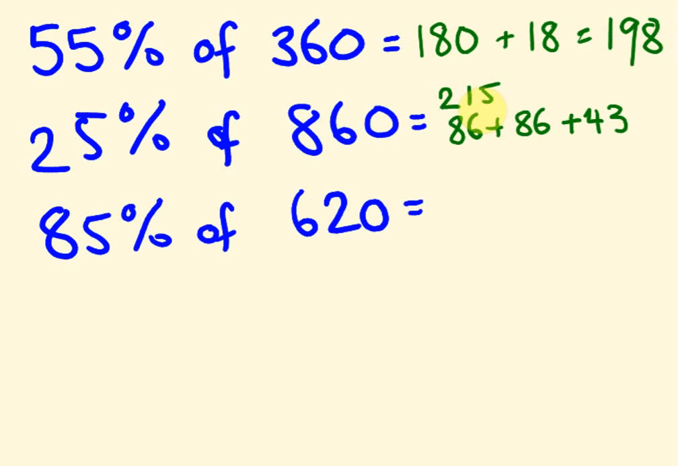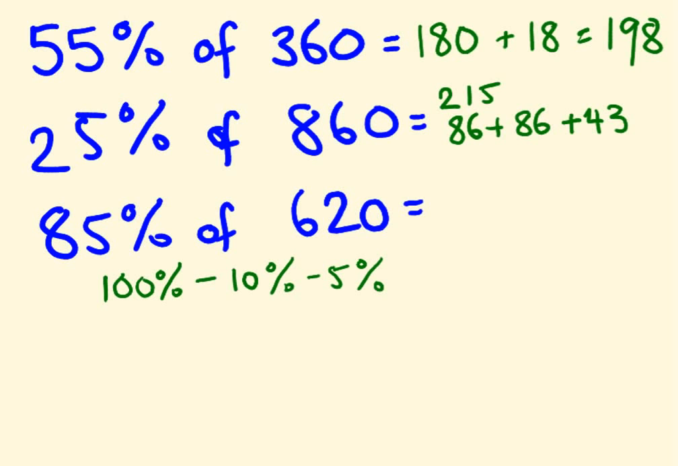Now what about 85% of 620? I think the easiest way to do this one is looking at a 100% number and then getting rid of a 10% and also a 5%. This does, I must say, occasionally get a bit tricky in your head. Some of these numbers are going to be trickier than others.